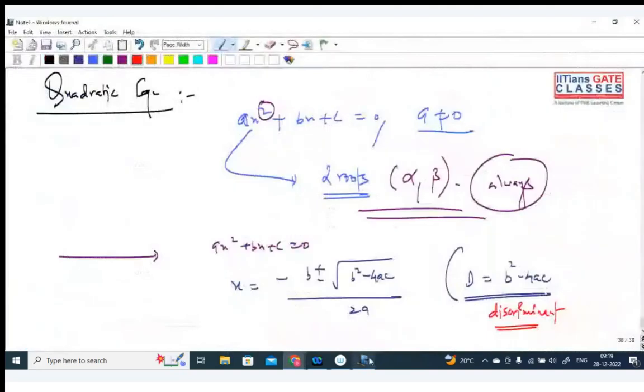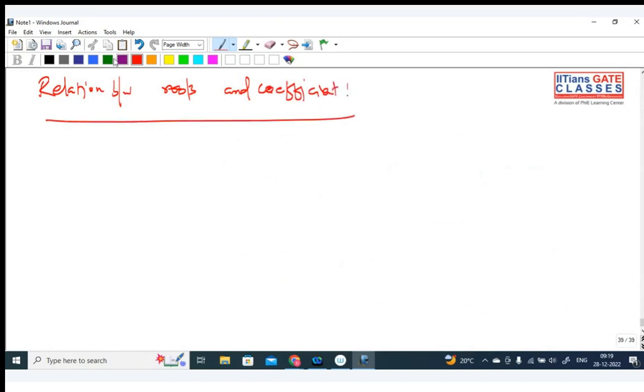Already I have told you many things, right? So we must know the relation between roots and the coefficients. This is also very important. Suppose the roots are alpha and beta, and the equation with coefficients is ax square plus bx plus c equal to 0, so a, b, c are the coefficients. The sum of roots, alpha plus beta, is going to be minus b by a, and the product of roots, alpha into beta, is c by a.